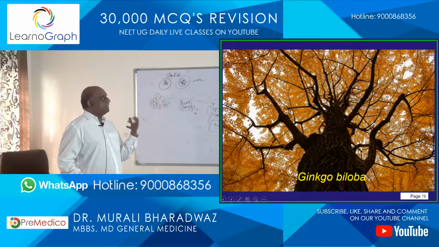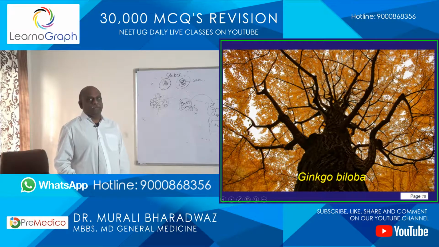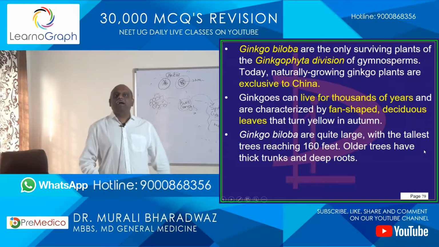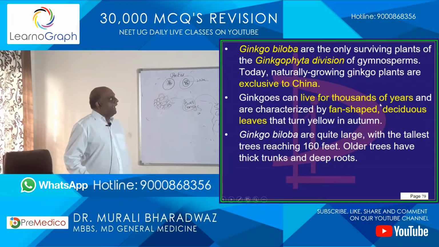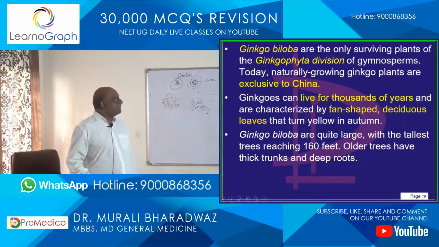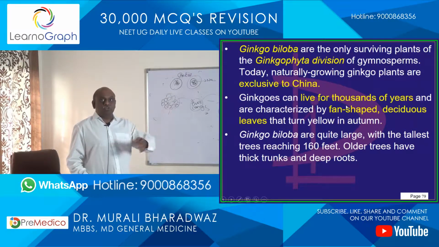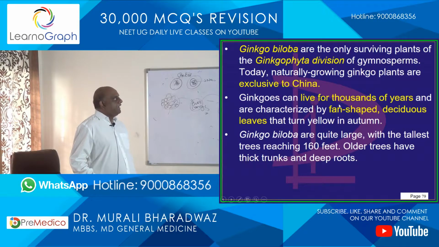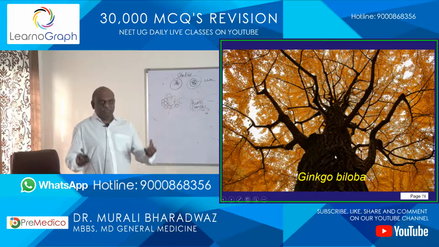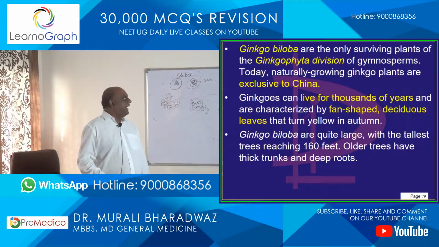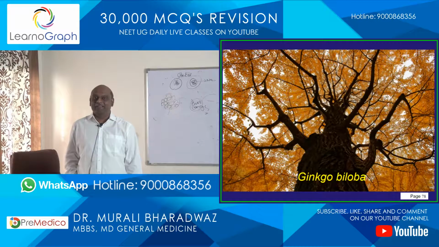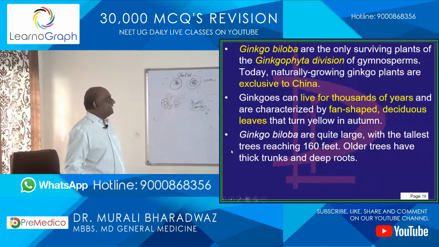नाउ दिस इज अनदर टाइप ऑफ जिम्नोस्पर्म कॉल्ड जिंको बाइलोबा. इसका स्पेशलिटी क्या है? दिस बिलोंग्स टू जिंकोफाइटा डिविजन ऑफ द जिम्नोस्पर्म्स, एंड नेचुरली ग्रोइंग जिंको खाली चाइना में आपको दिखता. Ginkgos, they can live up to thousands of years, and they are basically fan shaped. They have got deciduous leaves, मतलब leaves गिर जाएगा, and they turn yellow in autumn. If you go to China, Ginkgo Biloba भूलना मत.